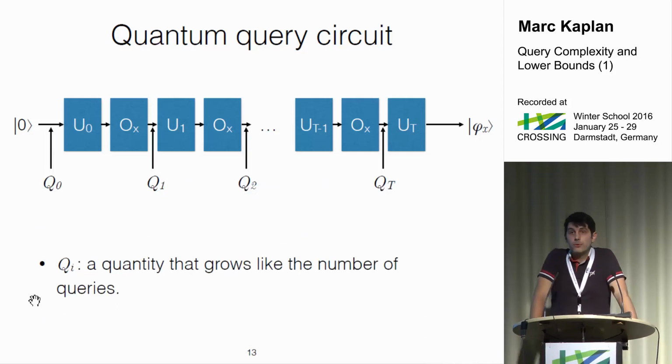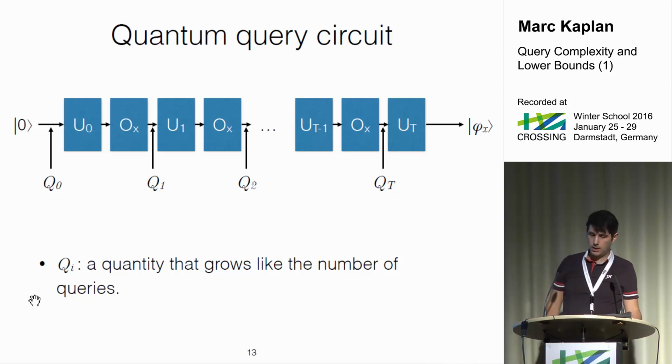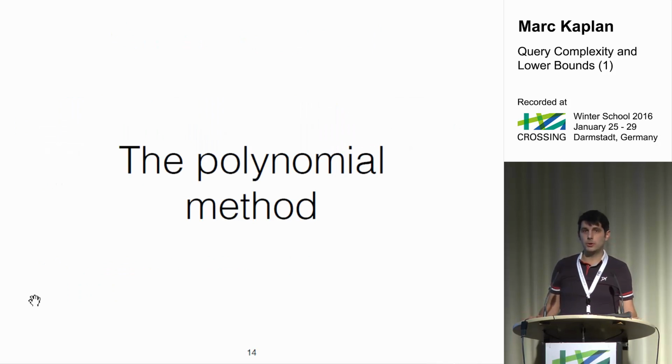Okay, so how can you prove a lower bound in this kind of situation? The recipe for the two methods that I'm going to show is more or less the same. You introduce some quantity, q, and you want to keep track of how this quantity evolves when the circuit is evaluated, and somehow you want to show that this grows like the number of queries. Right, so let's see how you can do it with the polynomial method, which I think is very intuitive.